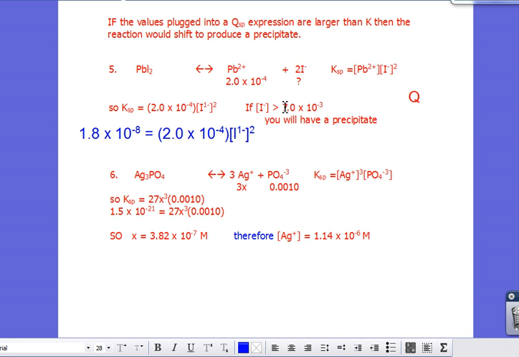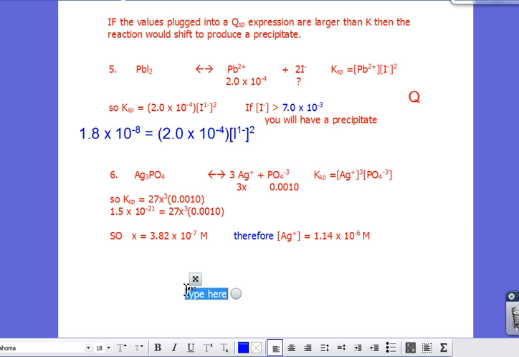And I found that iodine concentration was 7.0 times 10 to the negative 3rd. So if you're at or greater than 7.0 times 10 to the negative 3rd, you have too much iodine and lead, and you'll start to have a shift to the left, and you start to get a precipitate. Anything greater than that could easily be achieved. 7 times 10 to the minus 3rd seems like a pretty dilute solution to me.